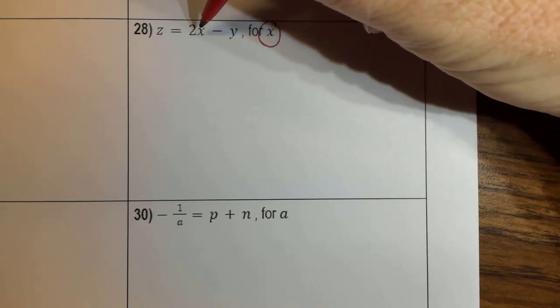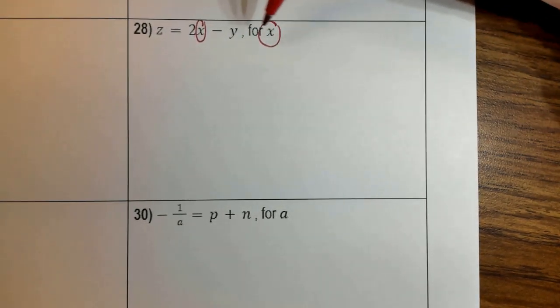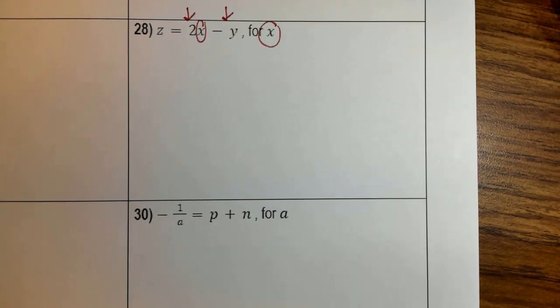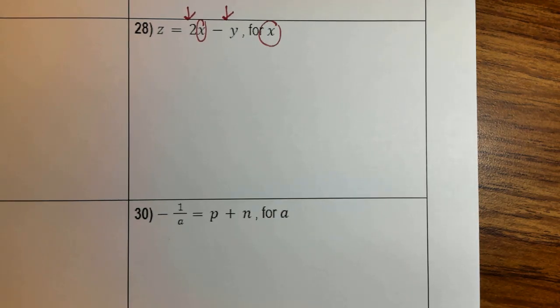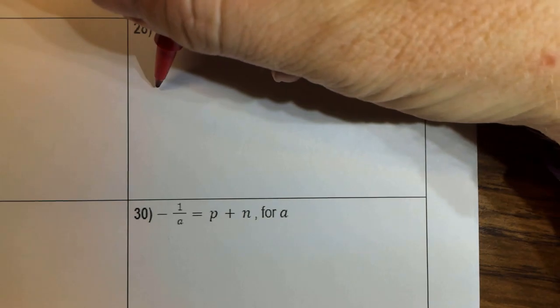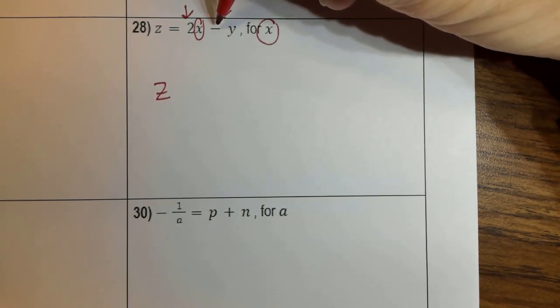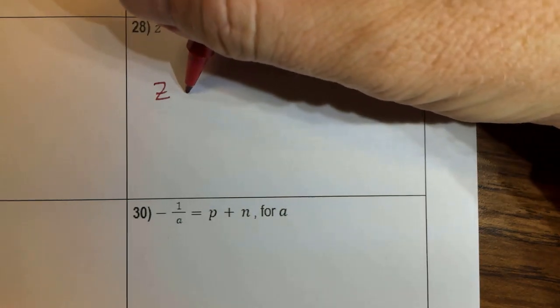So, number 28, moving on. I need to solve for x. I have to move 2 and negative y. Ooh, negative y, that's cool. I mean, maybe they're in a bad mood and that's why they're negative. I don't know. So I'm going to start with z. So I have z. Work my way backwards. Instead of minus y or negative y, I'm going to do plus y.